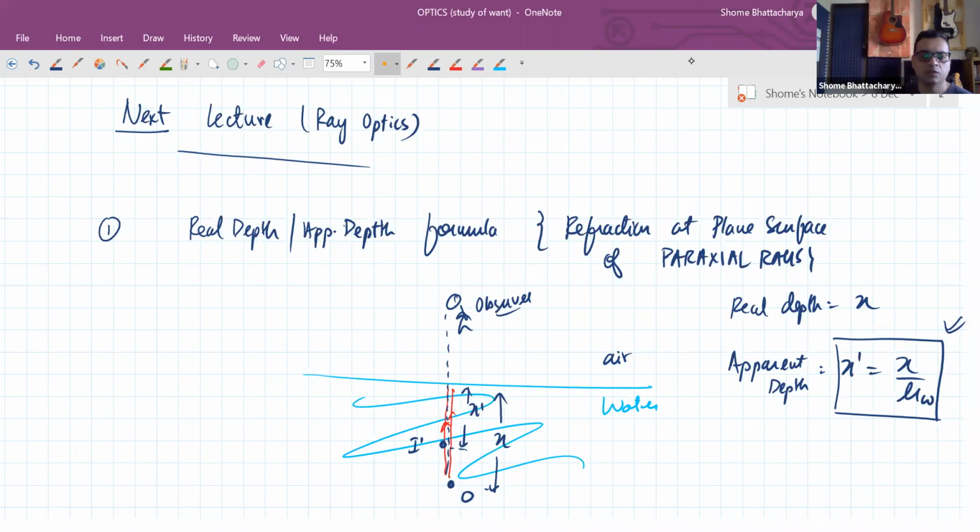It's in H.C. Verma part 1. Optics is in H.C. Verma part 1 only. Okay, so you can go through this.